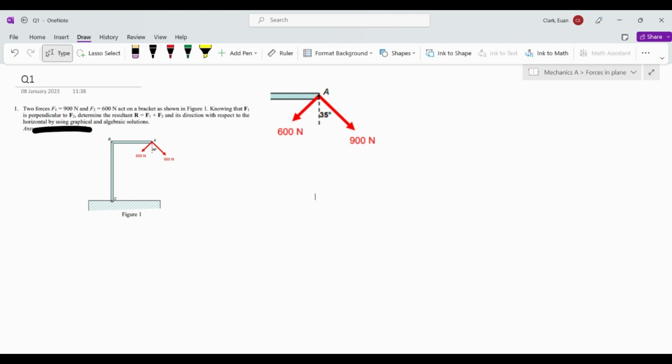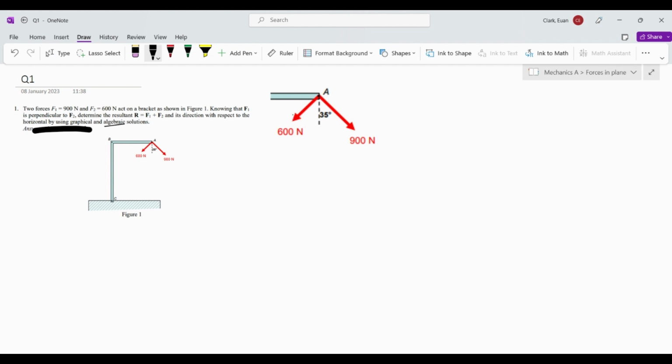So I have two examples here. Actually, I have a few more, but I think I'll make this a two-part video. So this first example here: two forces, F1, F2, act on a bracket as shown in figure 1. Knowing that F1 is perpendicular to F2, this is very important. Determine the resultant R and its direction with respect to the horizontal. So we're going to use the algebraic solution.